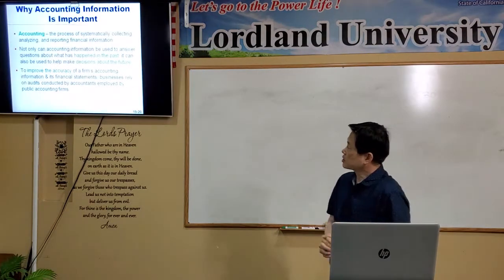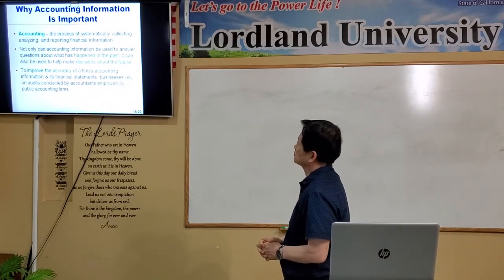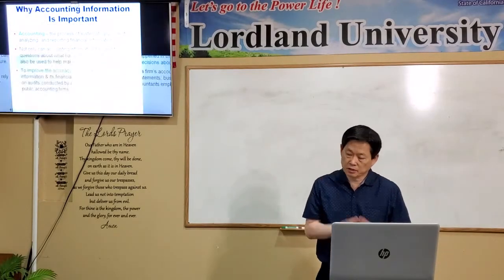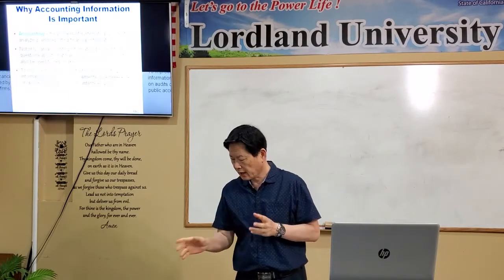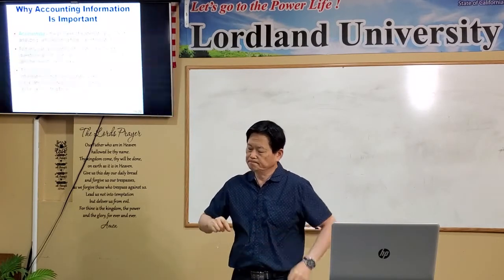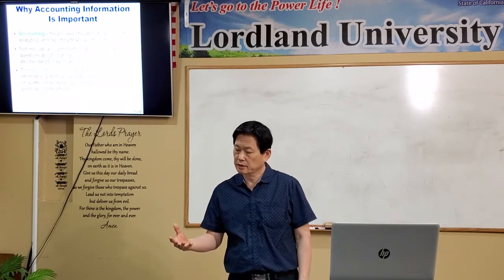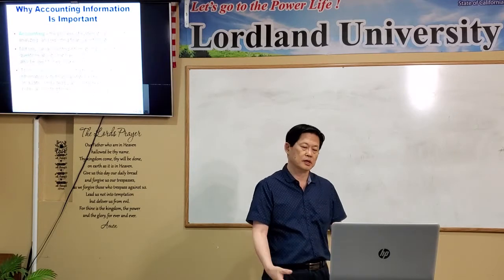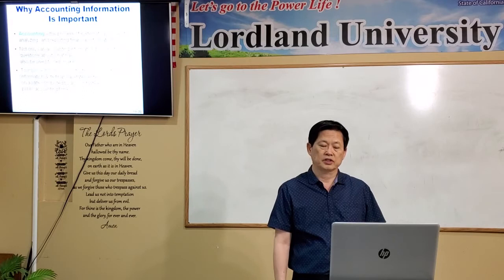Okay, next topic: learning objectives. This chapter consists of two big categories. The first category is information technology for the business. The second category of this chapter is accounting.